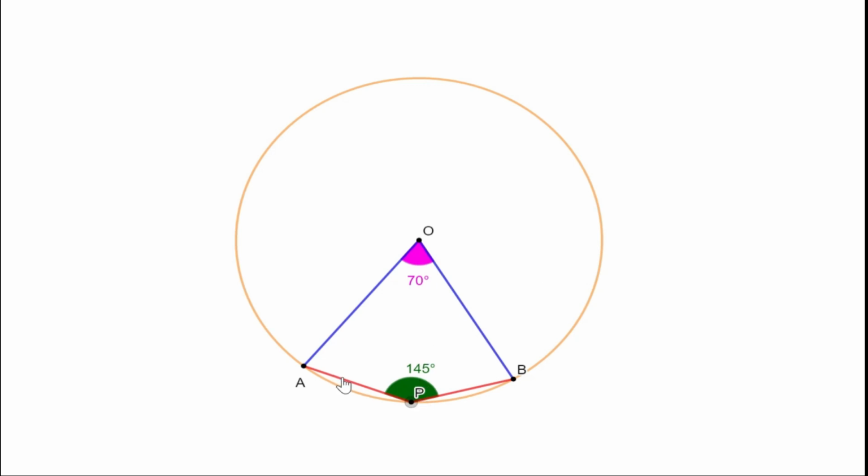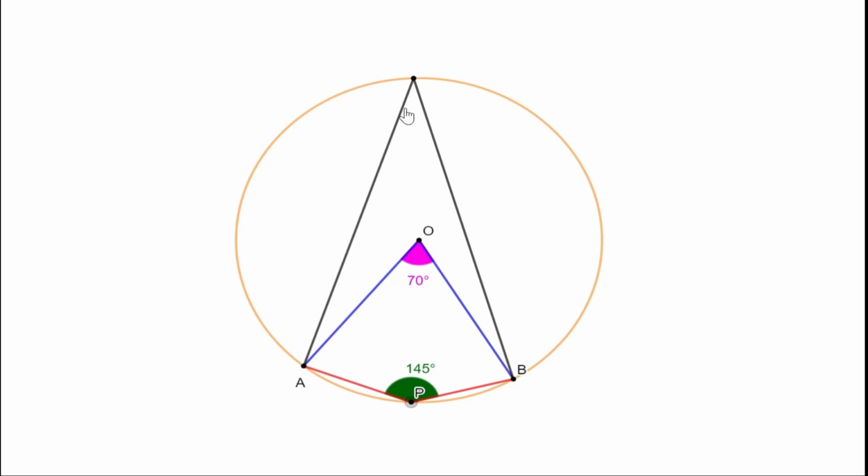Now suppose we take this angle, that is the angle made by the large arc AB on its alternate arc, and this angle, that is the angle made by small arc AB on its alternate arc. This angle is 35 and this angle is 145. What is the sum? It is 180. So we can say these two angles are supplementary. Is it always like this?